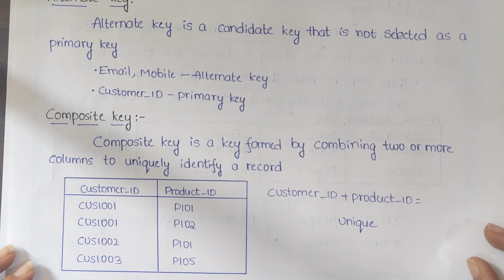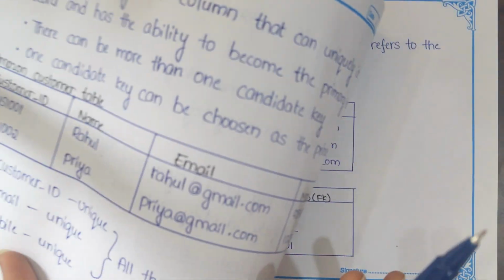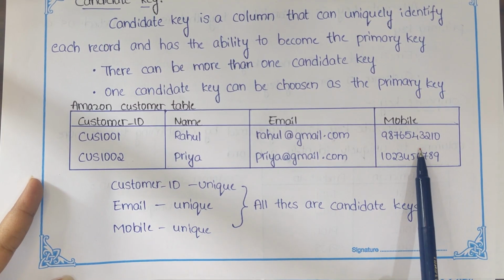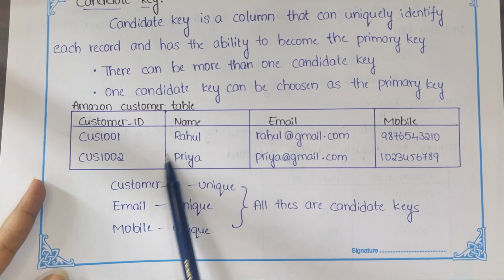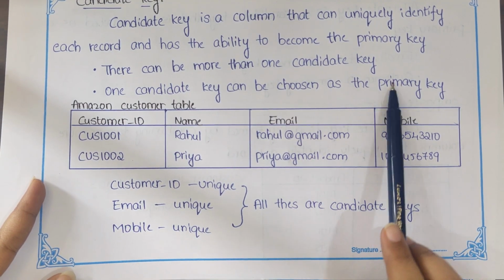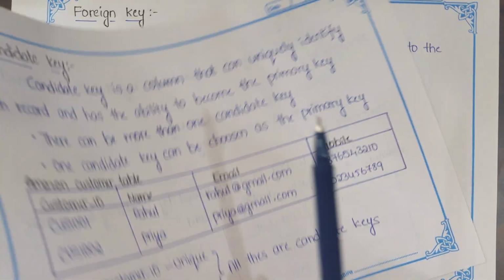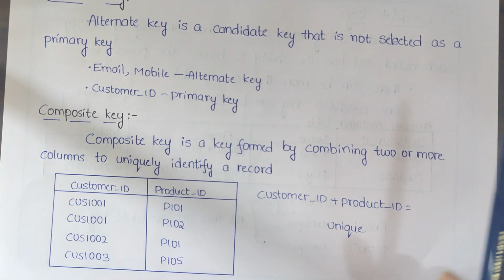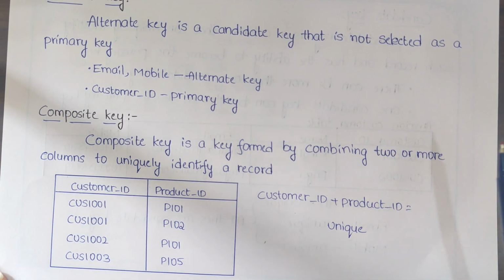The alternate key is nothing but the identities which have not been chosen as the primary key but are unique. See this customer ID, email and mobile number, right? We consider the customer ID as the primary key, so these two keys are left, and these two keys are considered as the alternate keys here. The customer ID is the primary key, and email and mobile are the alternate keys.